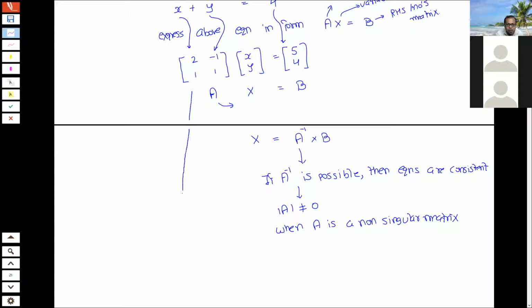So A you already know. I will write the determinant of A. So 2, minus 1, 1 and 1. So cross multiply. 2 times 1 is 2. Minus 1 into 1, minus 1. In between there is a minus sign. So basically it is 2 plus 1, which is 3. Okay. So therefore A is a non-singular matrix. This has been proved.